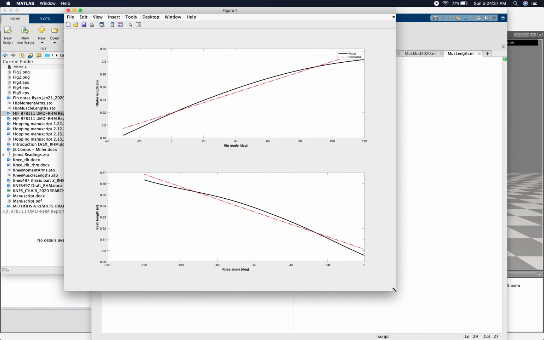Okay, so on the top is showing gluteus muscle length as a function of the hip angle, and on the bottom showing vasti muscle length as a function of the knee angle. In both of these plots, the actual muscle length from the OpenSim model is in black, and the estimated muscle length from the polynomial fit to those data is in red. And you can see here when we fit a first order polynomial, which is just fitting a straight line to those black data, they don't fit it very well.